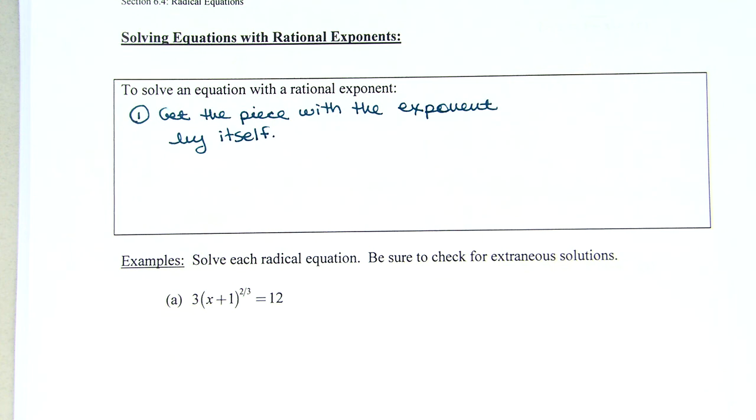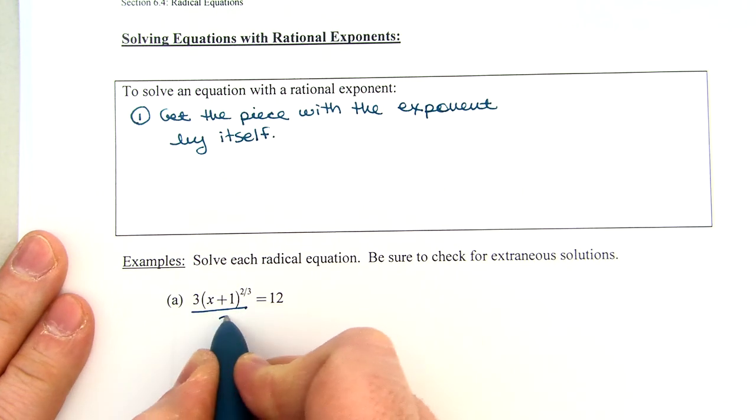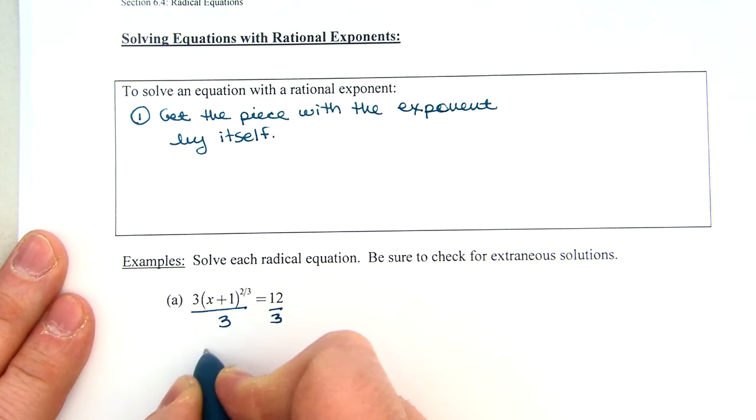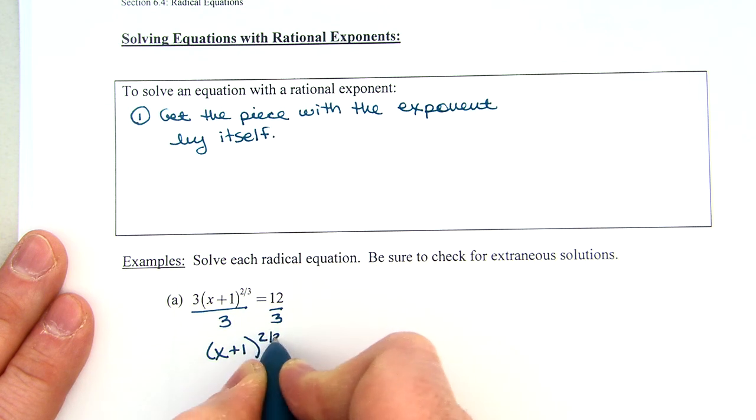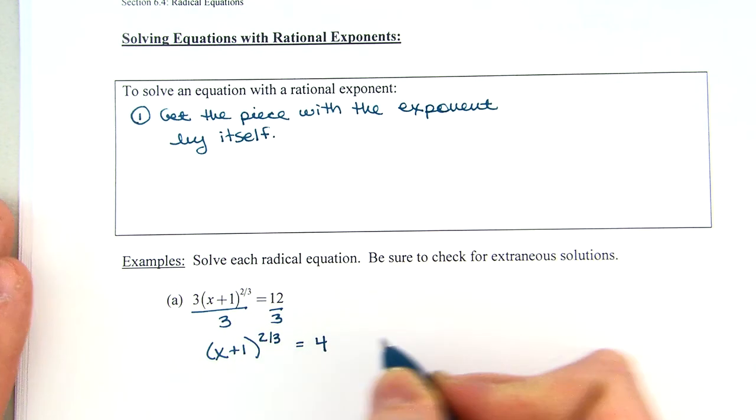So what are you going to do in letter A? Dean? Divide by 3, sure. Get the piece with that fraction power by itself, divide by 3. We're going to get x plus 1 to the 2/3 equals 4.